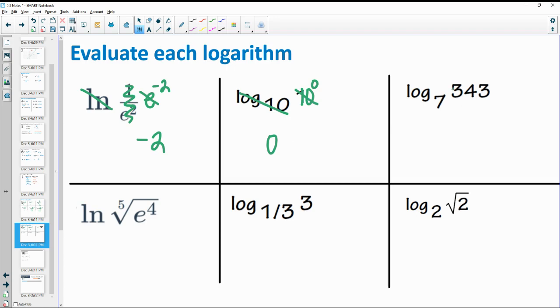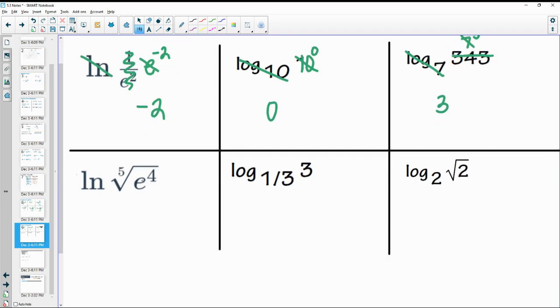Rewriting 343 as a base 7, so that's 7 to the 3rd power. So log base 7 and 7 will cancel, and we'll get back 3. In this one, we want the exponents, so we don't want any radicals. So we're going to want to use our rule of radicals to write this as a fractional exponent. So this is going to be e to the 4/5 power, because we know that this will come as the denominator of the exponent. So then the natural log and the e will cancel, and we'll just get back 4/5 as our answer.